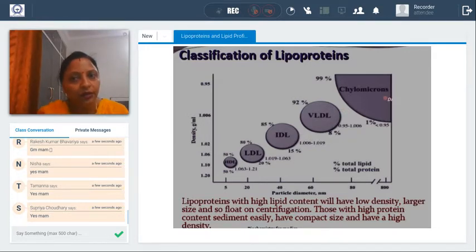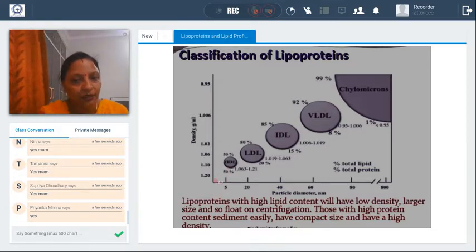Okay, is it clear? Chylomicrons contain high lipid, HDL contains high protein. So lowest density, and HDL has highest density, but size is smaller. Here size is largest. Okay.